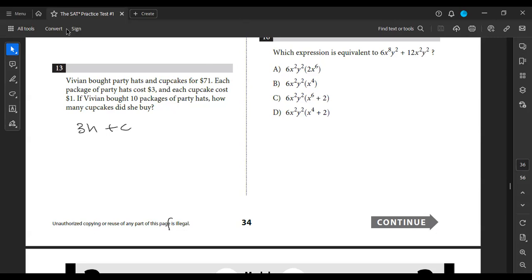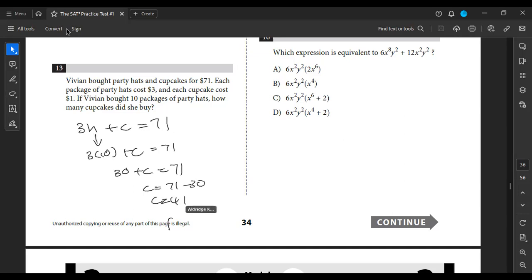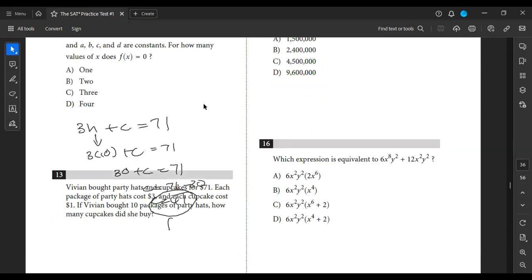Okay, yeah. So the answer was 41, right? Because we have $3 per hat, and then we have $1 copy, so 3H plus C, and we agreed that that's equal to 71, and we know that if she bought 10 hats, we can substitute H for 10, and then that will be 30 plus C equal to 71. This would be 71 minus 30, which is 41. So that's our answer, 41. Circle the 41. All right, great. Let's go to question 14.